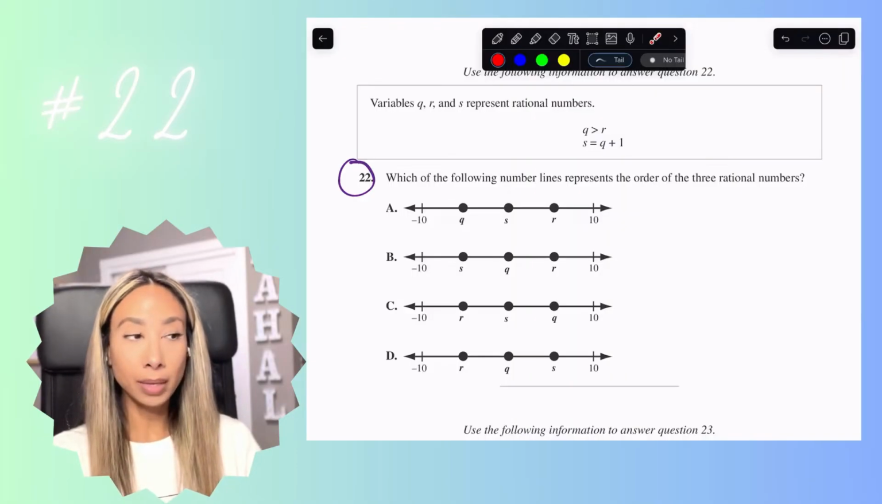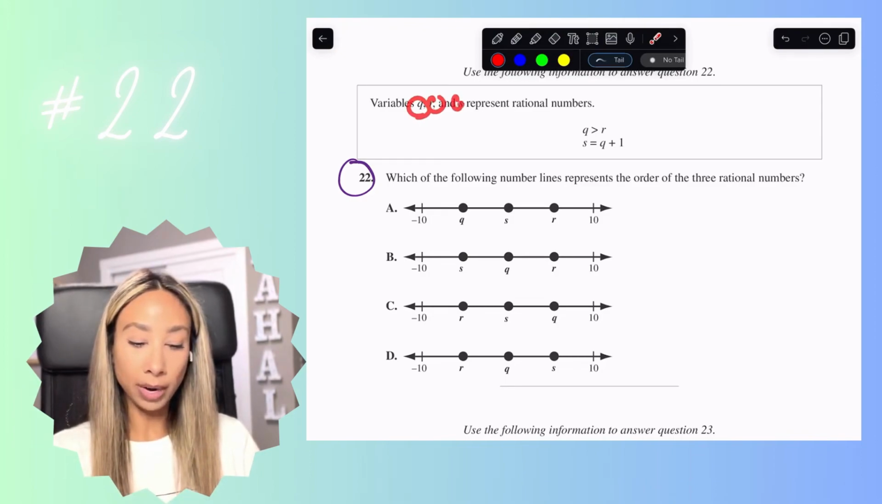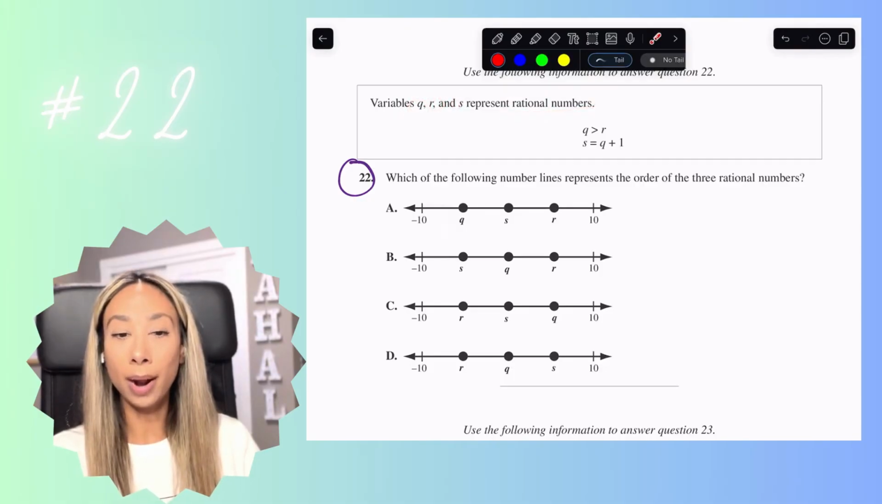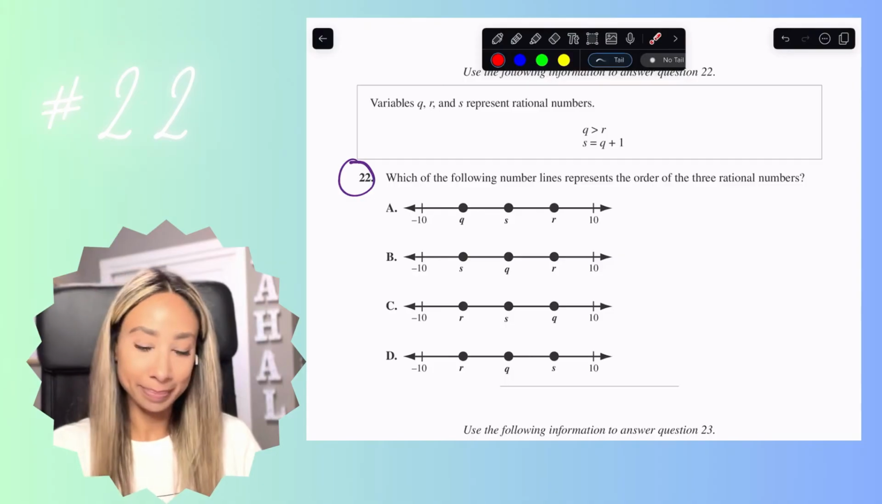Okay, number 22 here. So this one, they're really just testing your knowledge of rational numbers here. So I'm going to kind of give you a strategy for this one that works really well for this specific question. So we know we've got some variables Q, R, and S, and they represent our rational numbers. So rational numbers we know are really positive and negative numbers. They could be fractions, decimals. They just can't be irrational like pi, like the number pi.